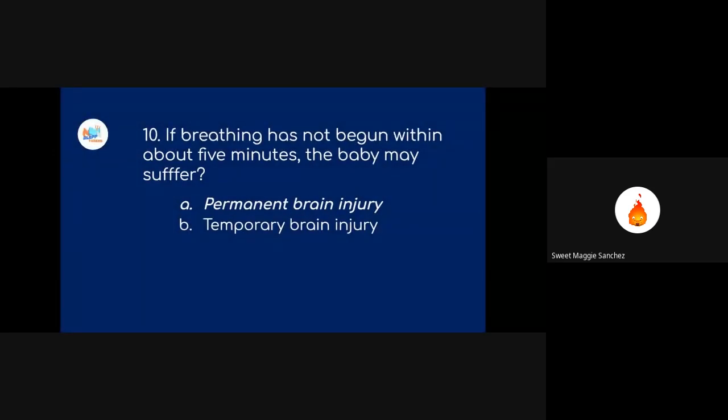Question 10. If breathing has not begun within about 5 minutes, the baby may suffer, sadly to say, permanent brain injury. So, why permanent? Ma'am, can't it be reversed? When you breathe, oxygen helps stimulate the brain. The brain is in charge of your neurons, so it actually helps the other systems in your body. If there's no breathing, it may not cause death, but it will cause brain injury.